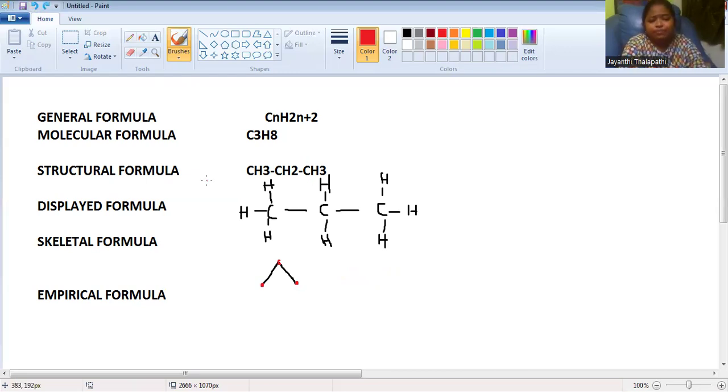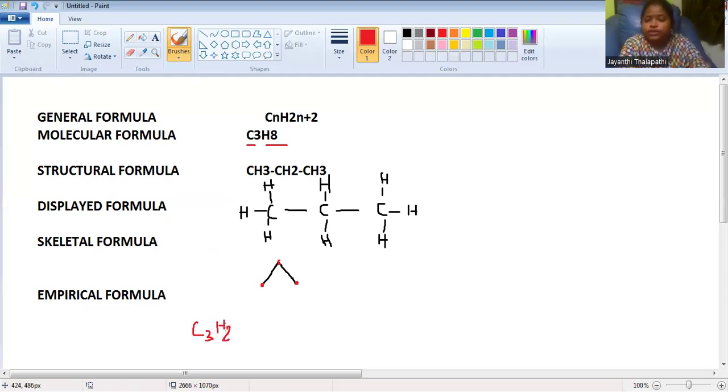Okay, what is the empirical formula? Empirical formula means the simplest formula, which means the simplest ratio. What is the ratio here? 3 carbon atoms, 8 hydrogen atoms. Is it possible to simplify it? No, we cannot simplify it. So 3:8 is the ratio, which means the empirical formula is again the same as the molecular formula.